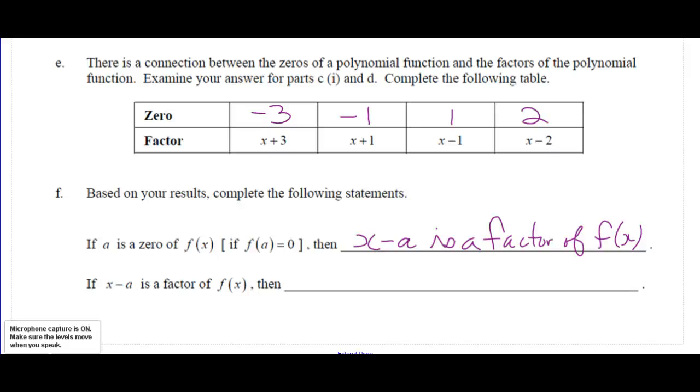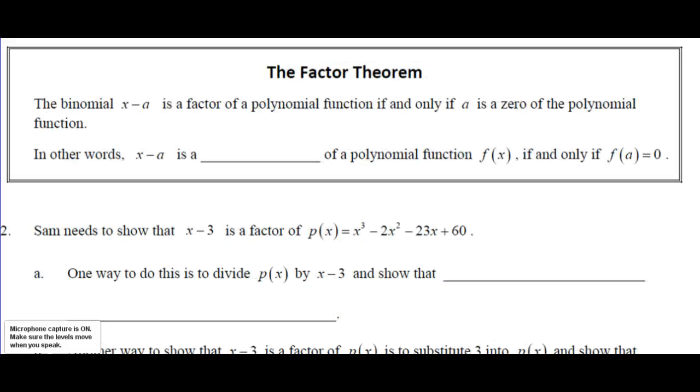And if x minus A is a factor of f of x, then what can we say? Hint. Okay, then A is a 0 of f of x, right? If you can make a statement like this, so it goes both ways, right? It says that if A is a 0, then x minus A is a factor, and if x minus A is a factor, then f of A is 0. That's the biconditional, right? And we can state that in one statement, which is called the factor theorem.